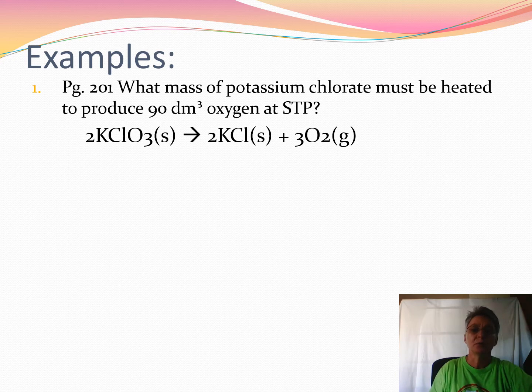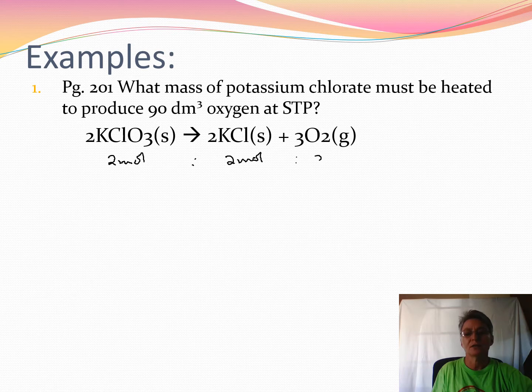Our first example is: what mass of potassium chlorate must be heated to produce 90 cubic decimeters of oxygen at STP? To answer this question, it is important to be able to write a balanced equation. I've already done that. Then write the mole ratio. 2 moles of potassium chlorate will give me 2 moles of potassium chloride and 3 moles of oxygen. Now the important mole ratio here is that of the potassium chlorate to the oxygen.